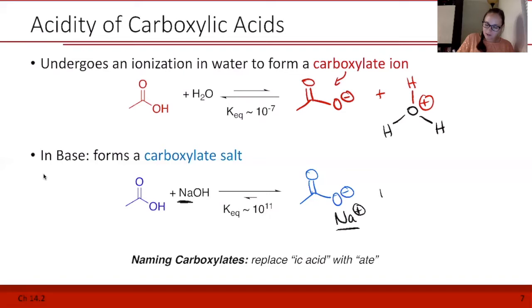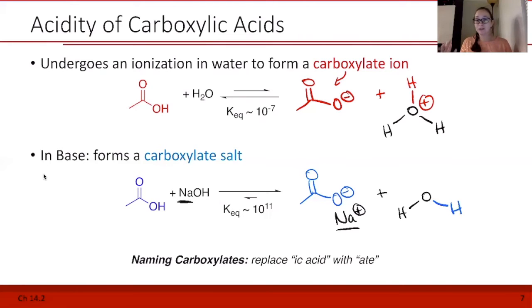And then in addition to this, I'll have water. So you can see where that hydrogen went. Sodium hydroxide stole a hydrogen from the carboxylic acid. So this hydrogen here was not on the base to start with, but it stole it from the carboxylic acid here.